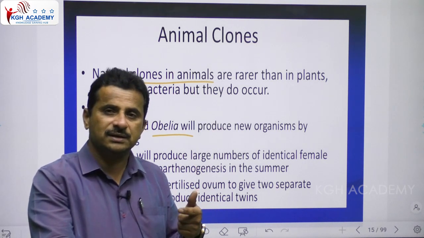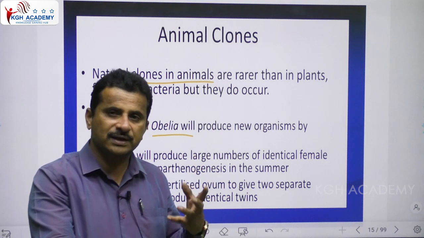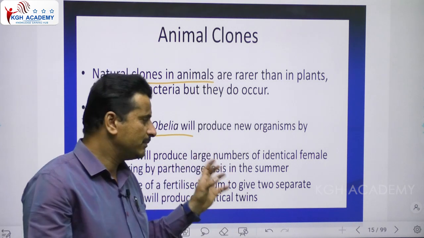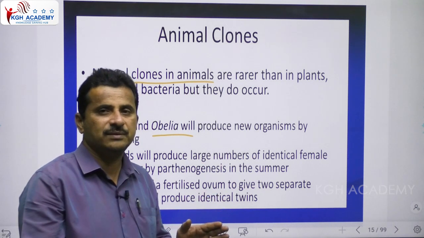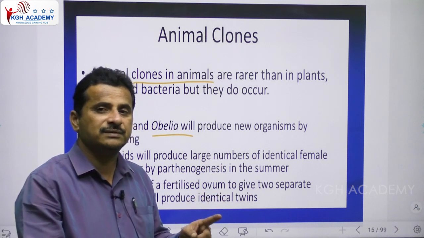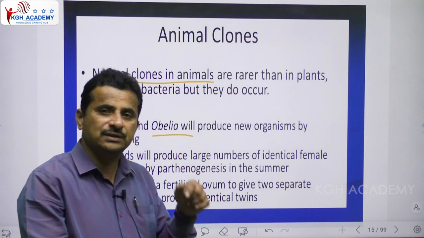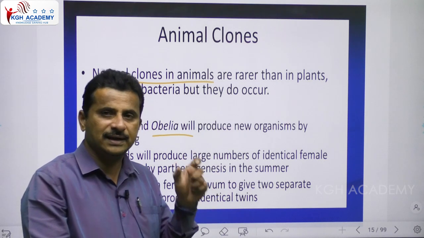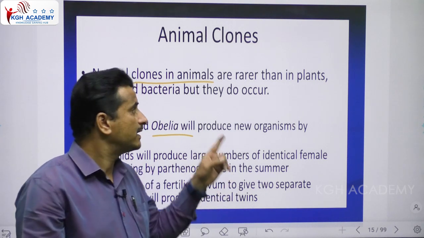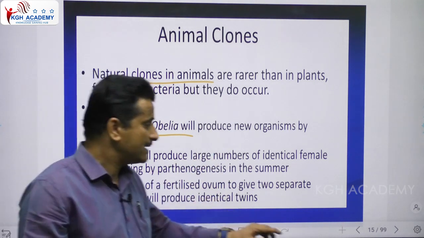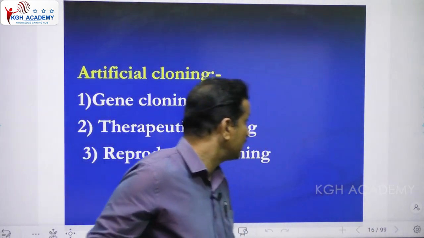Okay, nature. Because of some reasons, what happens in nature? Here the embryo splits into two parts. That's why two identical twins are formed. This is also an example of natural cloning. Without our interference, here in nature, naturally, clones are produced. That's why these are called natural clones or natural cloning.